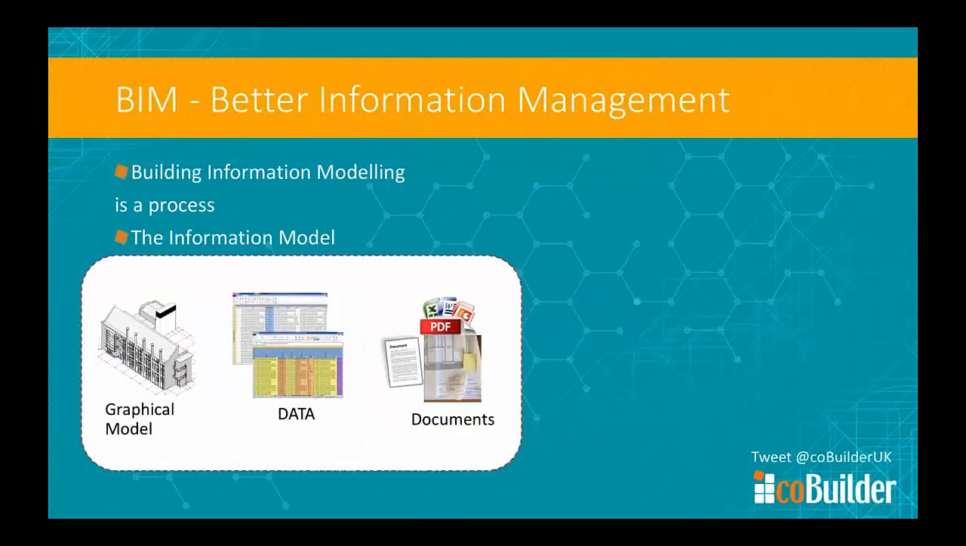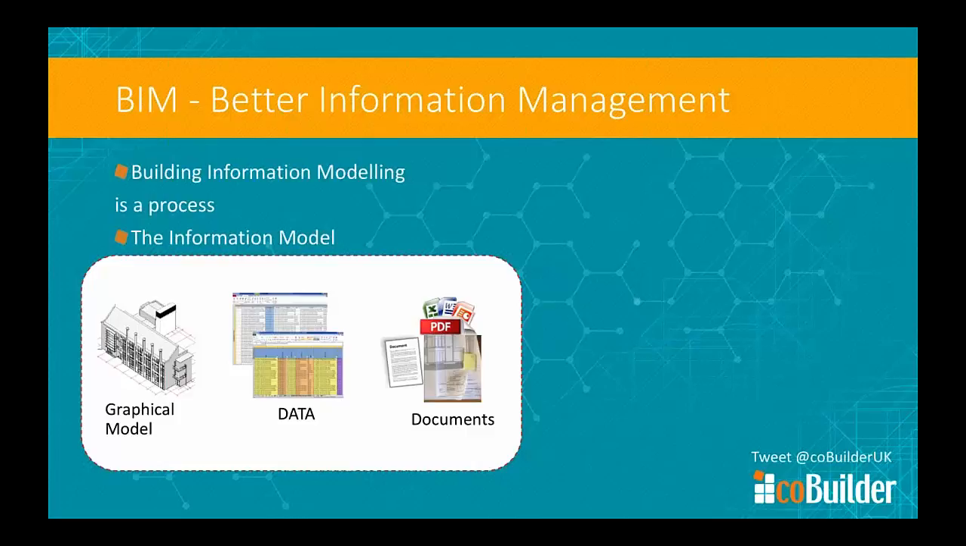Lots of people have heard of BIM and building information modeling, and the phrase often coined, better information management. And that's what I'm focusing on here and talking to people about: how do we use the information better? Within BIM Level 2, the BIM is described around the information model, and the information model isn't just a graphical model. It's actually the data associated with that graphical representation, as well as we still have the documents, the PDFs, etc.